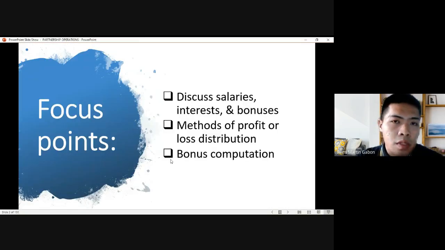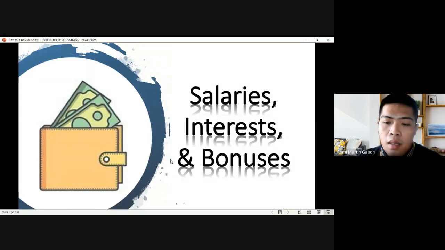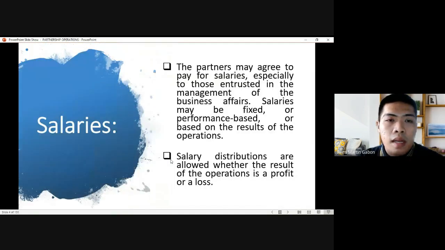Our focus points for this discussion are to discuss salaries, interest, and bonuses, methods of profit or loss distribution, and bonus computation. Okay? So let's start with discussing salaries, interest, and bonuses. Salaries. Salaries, the partners may agree to pay for salaries.